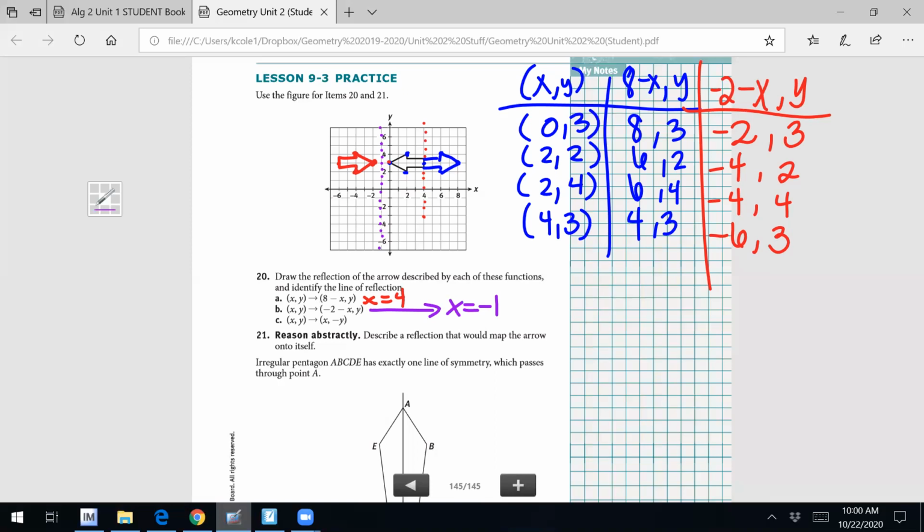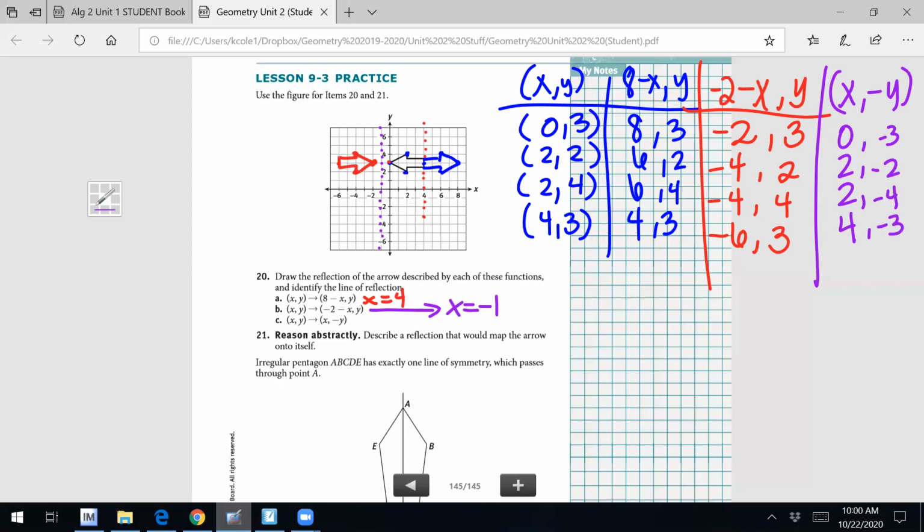Okay, now the next one is x comma negative y. Well, that one we know. There's no numbers involved. If the y is negative, what type of reflection are we having? It's over the x-axis, right? If the x stays the same and the y changes, it's going to reflect over the x-axis. But even if you didn't know that, you could still just do your points. So then we've got negative y, so negative 3, negative 2, negative 4, negative 3.